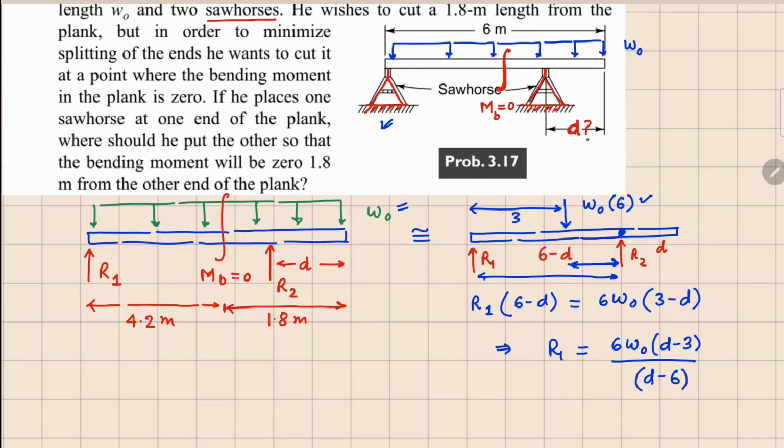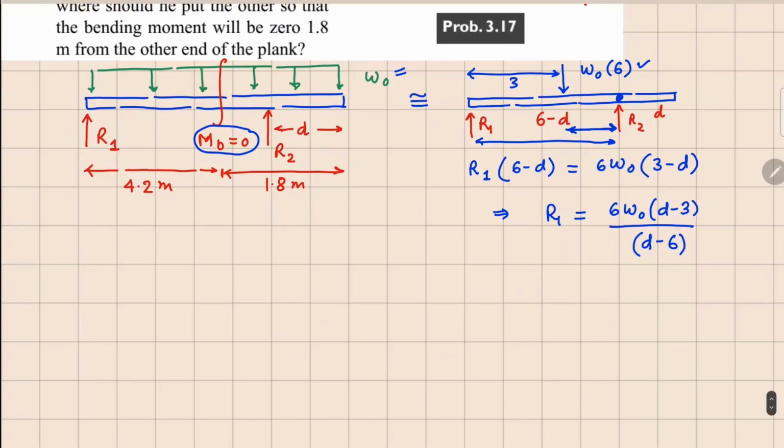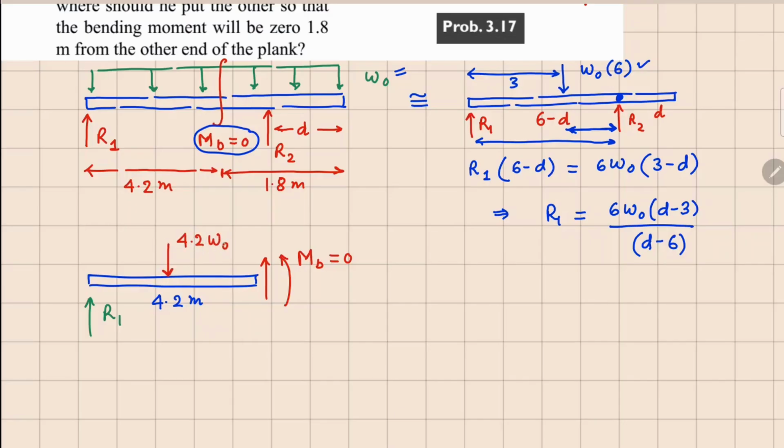Now let's look at this section. So what is happening there? If I draw this beam separately here, in terms of forces, we have this R1 here, and here we'll have a shear force V, and the bending moment right here is given to you as equal to 0. And this distance right here is 4.2 meters. Now if you have a distance of 4.2 meters, this UDL will give you a force value equal to 4.2 W naught right at the center. So this distance is 2.1 meters from this side, and this is again 2.1 from the other side.